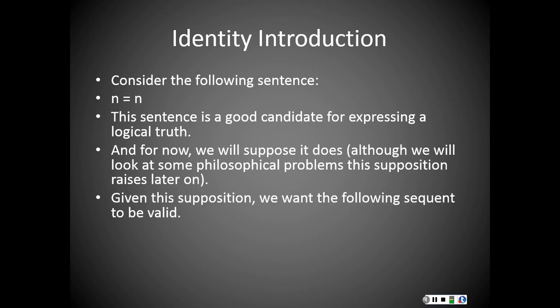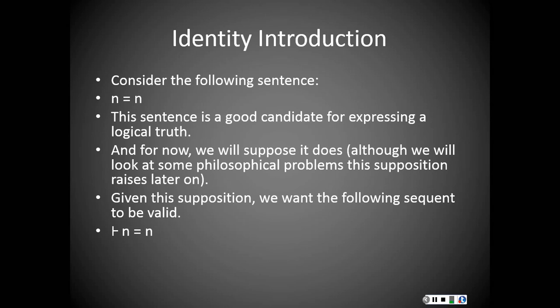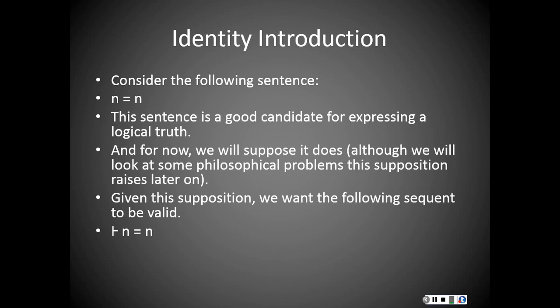But for now, let's take it for granted that we do want these sentences to come out as logical truths. Well, if we want the sentence N equals N to come out as a logical truth, then we want it to be a theorem. That is, we want the following sequence to be valid. Turnstile N equals N. That is, we want the sentence N equals N to follow from no premises or from any premises. And the rule of identity introduction does this. The rule of identity introduction makes the sentence N equals N a theorem.